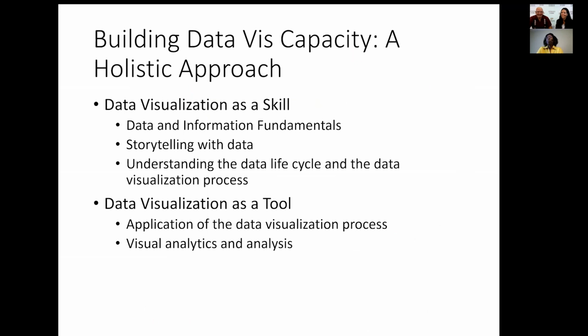Yes. Well, one of the things I'm interested in too is a holistic approach to data visualization. When you think about all of the data that we encounter on a daily basis, sometimes people will say, well, data visualization is a skill, or they may ask, is it a tool? My answer is yes. It's both of those things, because there are elements of each in data visualization. In terms of a skill, it's data and information fundamentals, but basically it's telling a story.